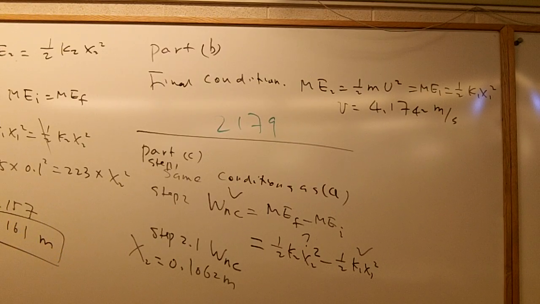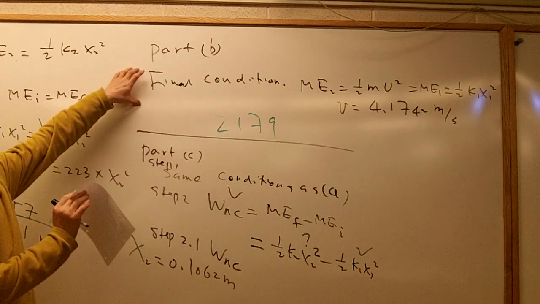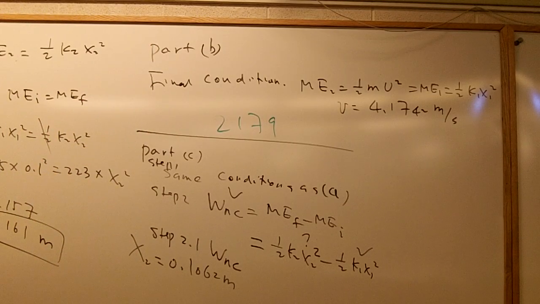Now, when you do the homework, you follow exactly the recipe that you have. If you have work done by a non-conservative force, we use this particular equation. But if it's conservation of mechanical energy, we use the top one. Just remember, you must identify the initial and final conditions. Otherwise, you get totally lost about which one you need to use.